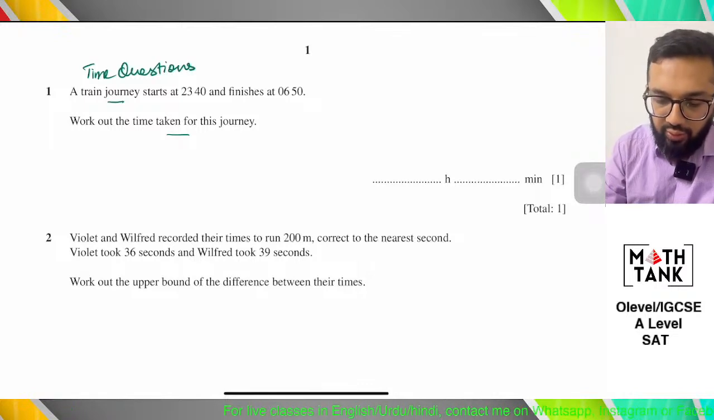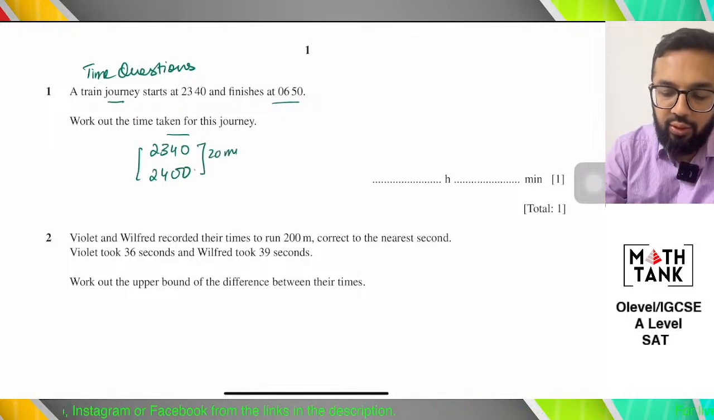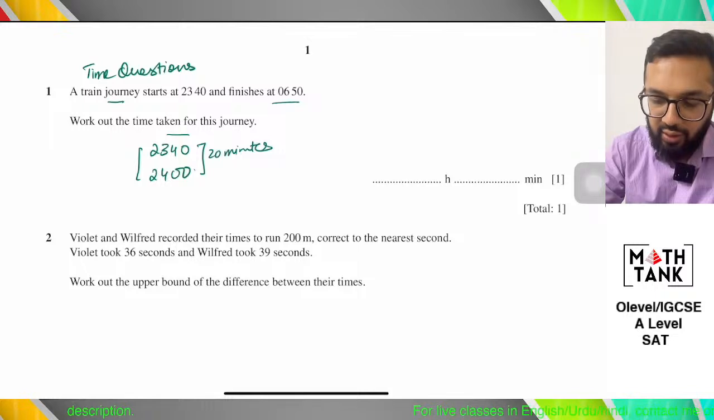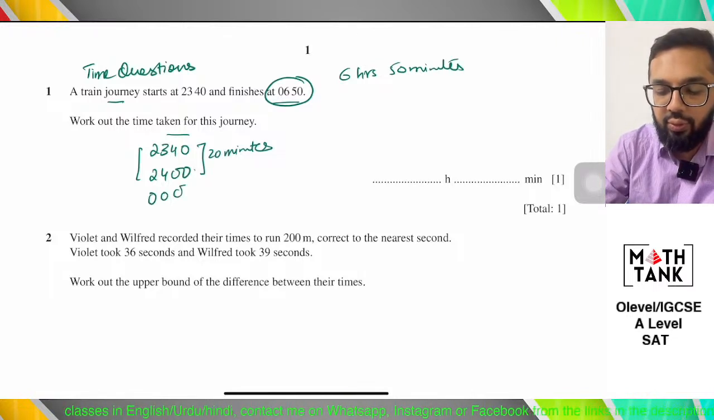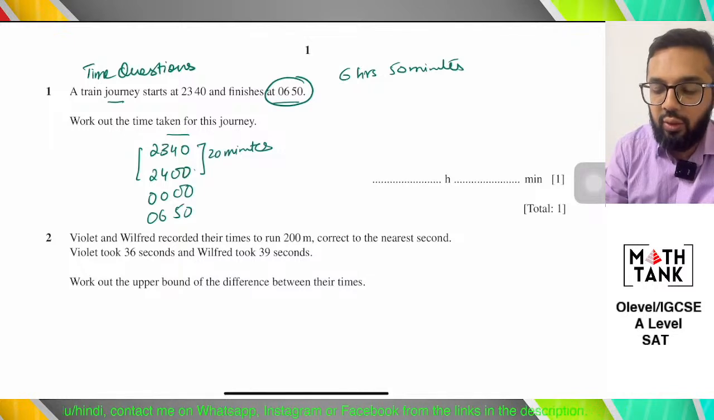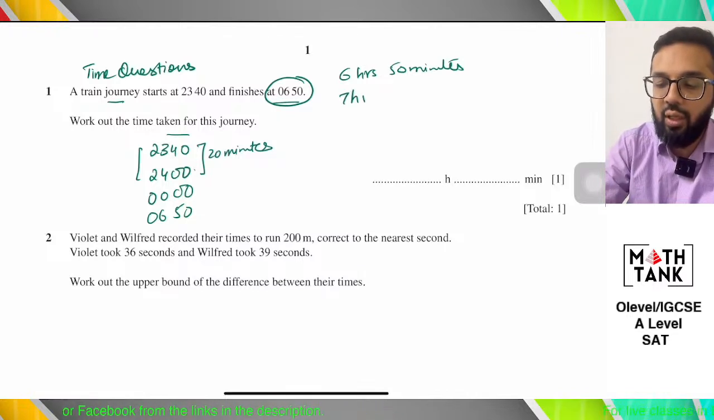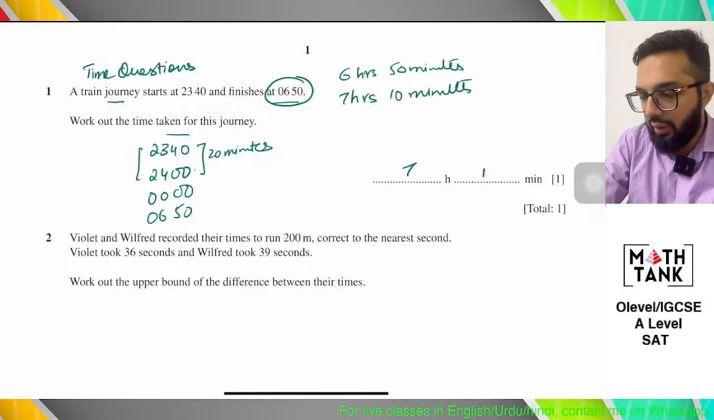Okay, our train journey starts at 23:40 and ends at 6:50. So the intelligent thing to do is to first reach 2400. Okay, how many more minutes? There are 20 minutes to reach 2400. Because why? Because the clock changes at 60. So that's 20 minutes here and then 6 hours and 50 minutes from there on. Okay, when you reach 2400 that is basically 0000, and then you reach 650. So technically you've taken 6 hours 50 minutes plus 20 minutes. That gives you 7 hours and 10 minutes.